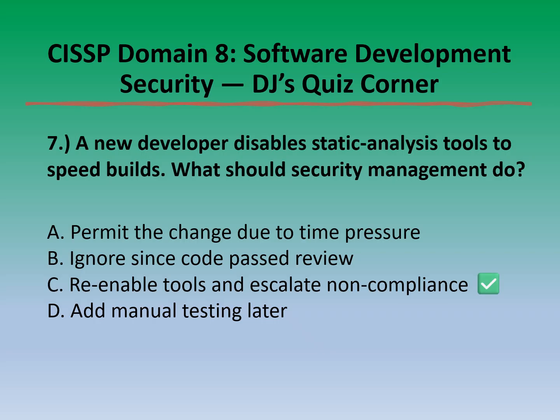The correct answer is C. Re-enable tools and escalate noncompliance. Management enforces baseline controls to preserve assurance and audit traceability. Exceptions require formal approval, not convenience.